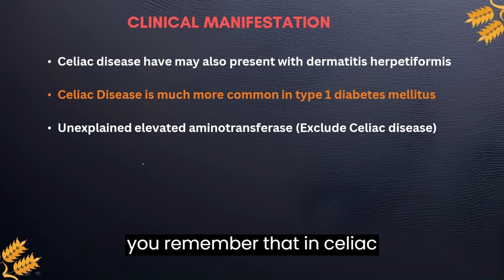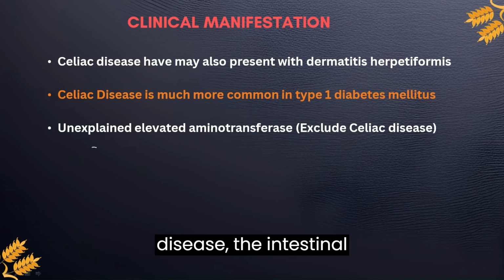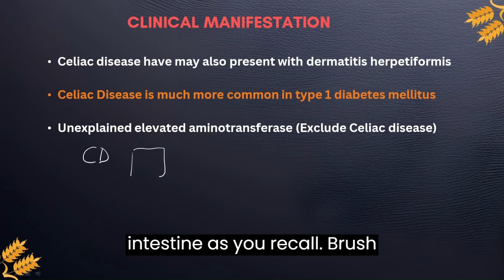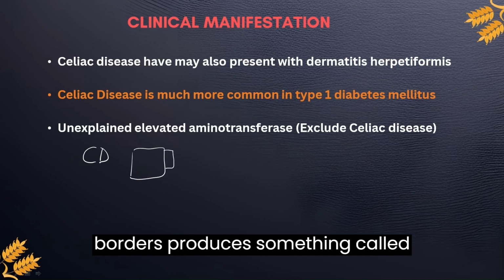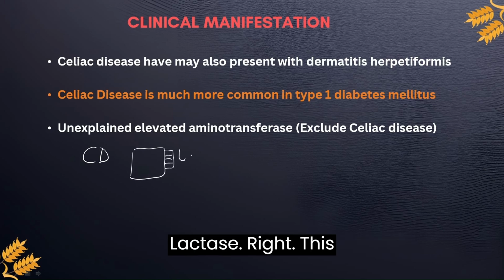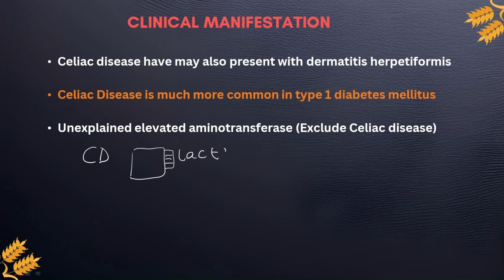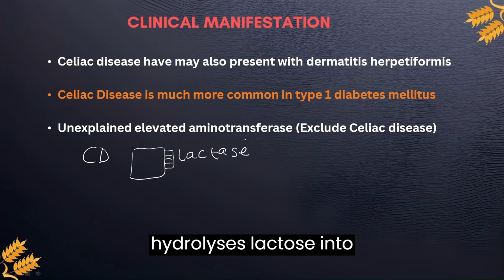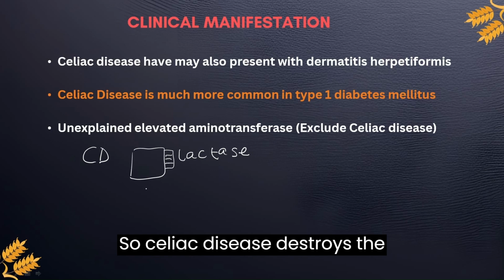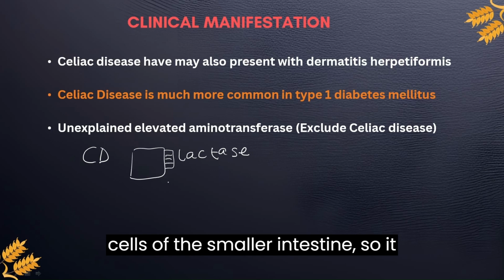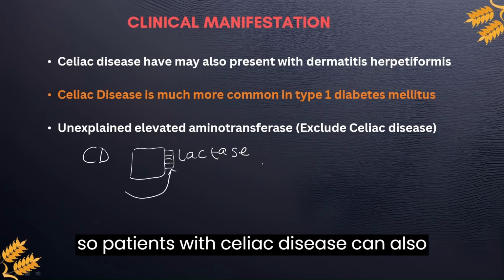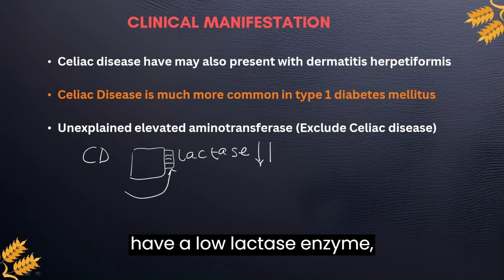So it's important that you remember that in celiac disease, the intestinal brush borders, so if this is the intestine, as you recall, the brush borders produce something called lactase. Right, this is an enzyme that digests or hydrolyzes lactose into galactose and glucose. So celiac disease destroys the cells of the smaller intestine. So it also destroys the brush border cells. And so patients with celiac disease can also have a low lactase enzyme, right?